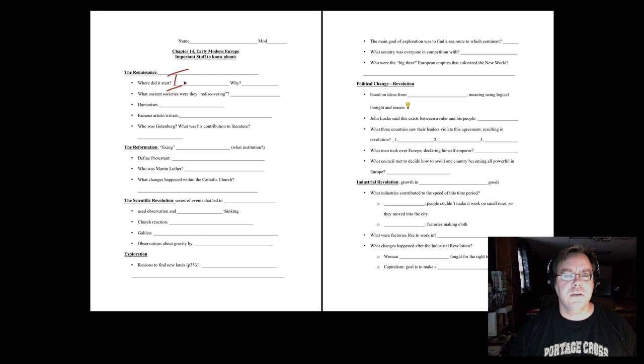The Renaissance started in Italy. Why did it start in Italy? It was a center of trade. Remember, Italy sits right in the middle of the Mediterranean Sea, so ships coming out of there all the time, bringing the new ideas that fueled the Renaissance. What ancient societies were they rediscovering, the Greeks and the Romans? What was humanism? Humanism was the idea or the philosophy that people could do great things.